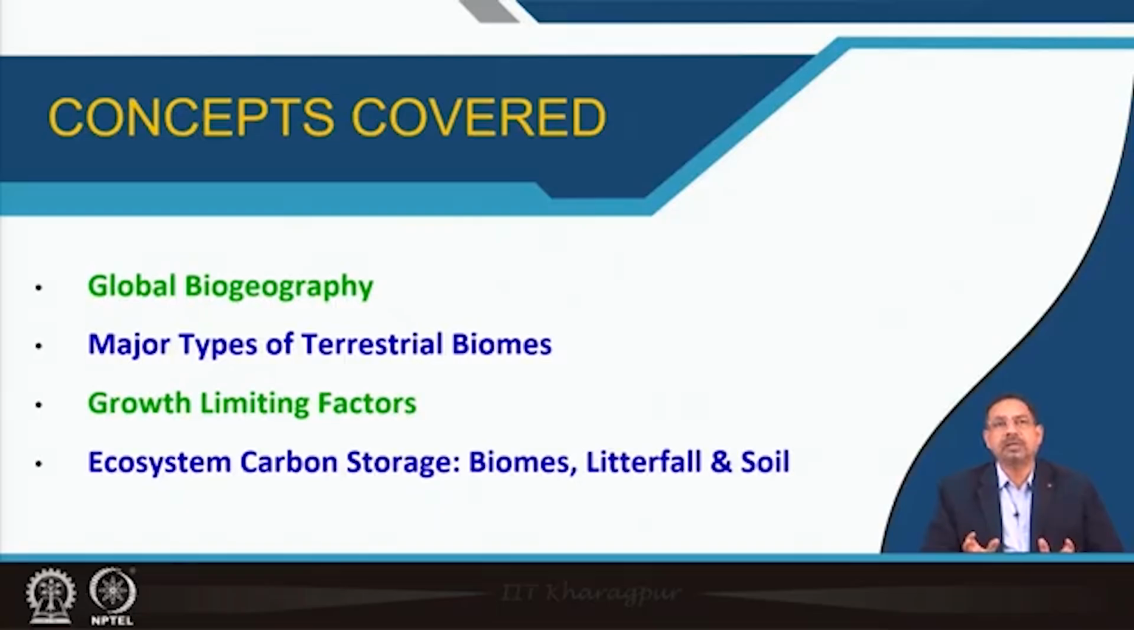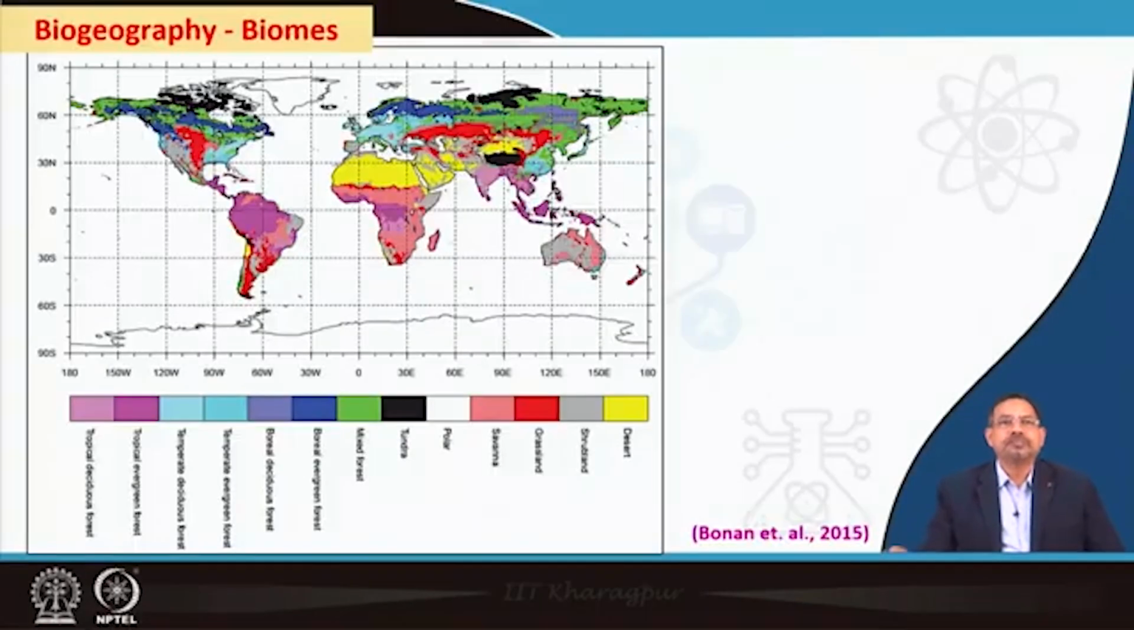So, we are restricting our discussion in today's class to the terrestrial biomes, the growth limiting factors and ecosystem carbon storage in biomes, including all forest and natural vegetation. First, I want to discuss this pattern of biome distribution in terms of biogeography.